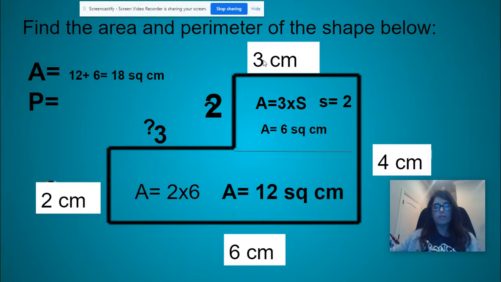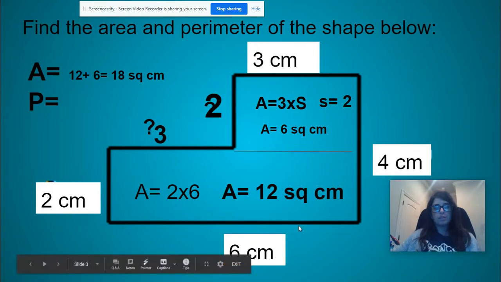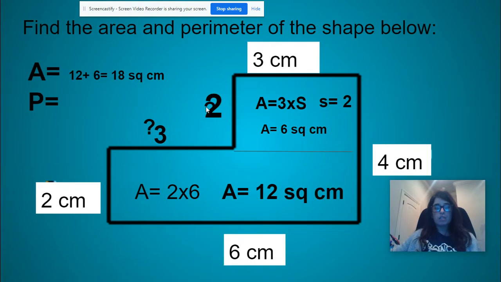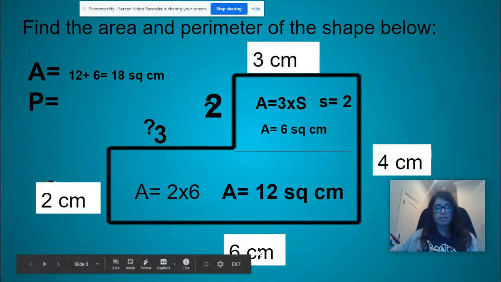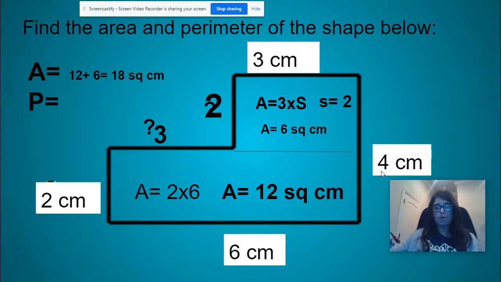I'm going to add all the sides up. I have 3 plus 2 plus 3 plus 2 plus 6 plus 4. All right, so 3 plus 2, I know it's 5. And 3 plus 2 is another 5. So that's 10 for these 4 lines right here. 10 plus another 6 is 16, plus another 4 is 20. So the perimeter for all of these numbers added together is 20 centimeters.